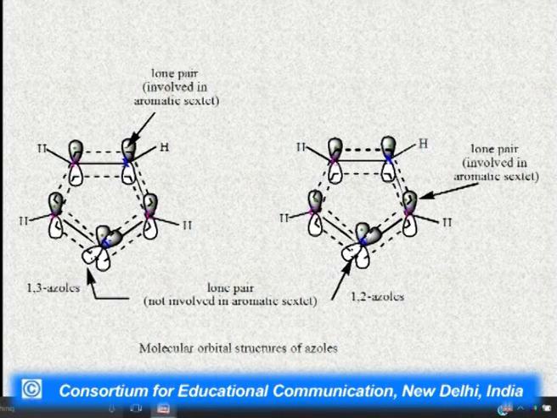Here you can see the molecular orbital structure of 1,2 and the 1,3 azole. This is the 1,2 azole. In case of 1,2 azole, this is the nitrogen and this is the carbon, and this heteroatom is present at the second position from the already present nitrogen. So it is 1,2. In these you can see these are sp2 hybridized orbitals and 2 electrons are from the second heteroatom, and this is the 1,3 azole molecular orbital structure.